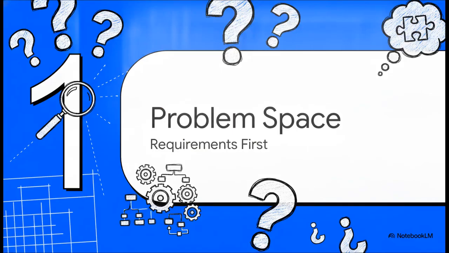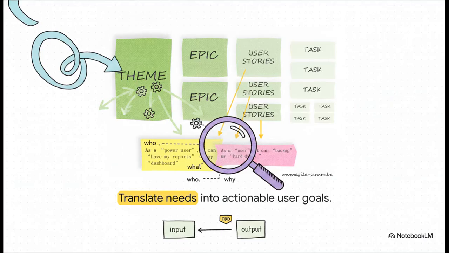All right, section 1, defining the problem space, requirements first. Okay, your very first actionable step here is translating massive, kind of vague project themes down into actionable user stories for your developers. You start with a big theme, break that down into epics, and finally distill it into user stories and specific tasks. A user story frames the requirement perfectly.